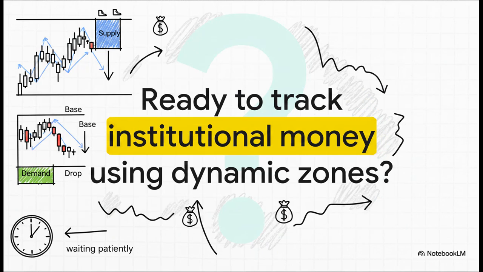So, as we wrap up this practical explainer workshop, you've got a choice to make. Are you going to keep drawing thin, rigid lines and constantly acting as liquidity for the big banks? Or are you ready to track institutional money, patiently wait for dynamic zones to form, and finally trade alongside the heavy hitters? The massive footprints are sitting right there on the chart. The only question is, are you finally ready to follow them?